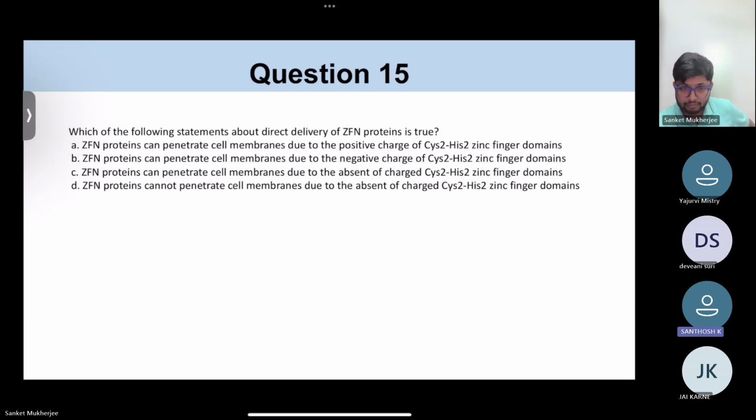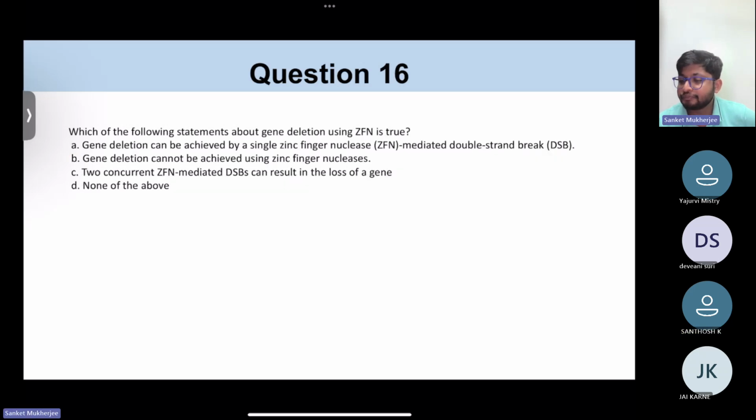Has positive charge. You are right. Which of the following statements about gene deletion using zinc finger nucleases is true? Gene deletion can be achieved by a single zinc finger nuclease mediated double-stranded break. Gene deletion cannot be achieved using zinc finger nucleases. Two concurrent zinc finger nuclease mediated double-stranded breaks can result in the loss of a gene, or none of the above.